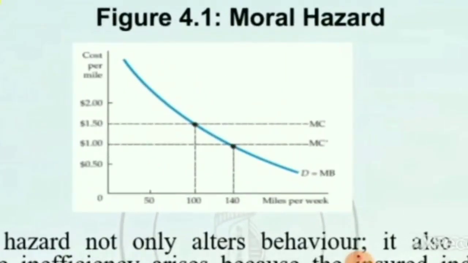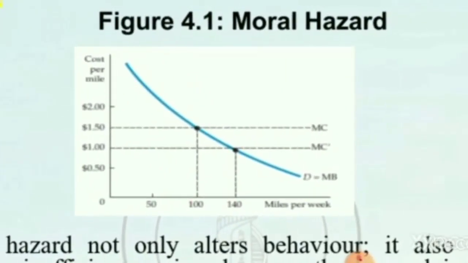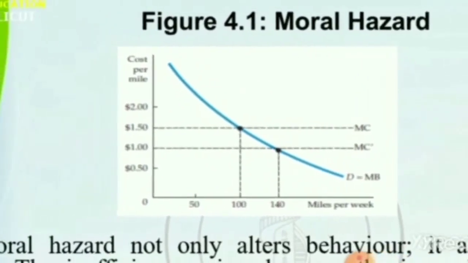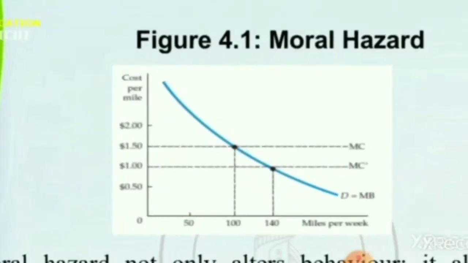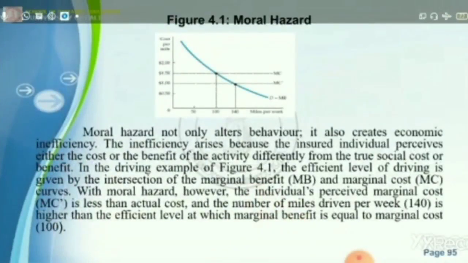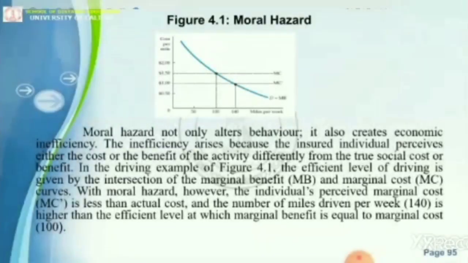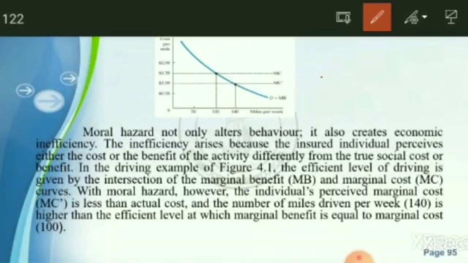That means just look at this picture. Here the x-axis represents miles per week, and the y-axis represents cost per mile. When MC is equal to the marginal benefit, that means the marginal benefit is equal to marginal cost, so there is no profit no loss situation.